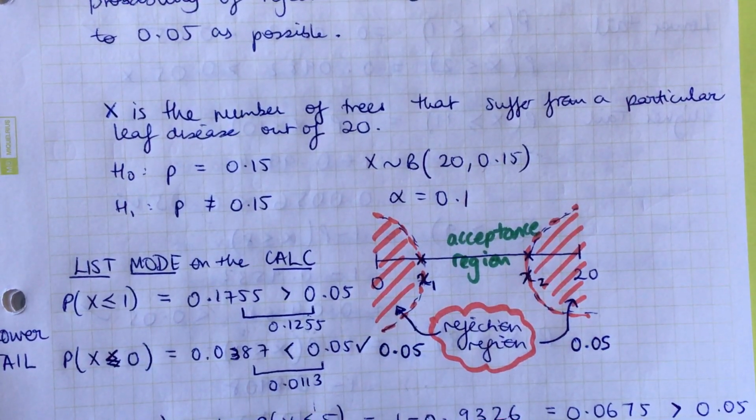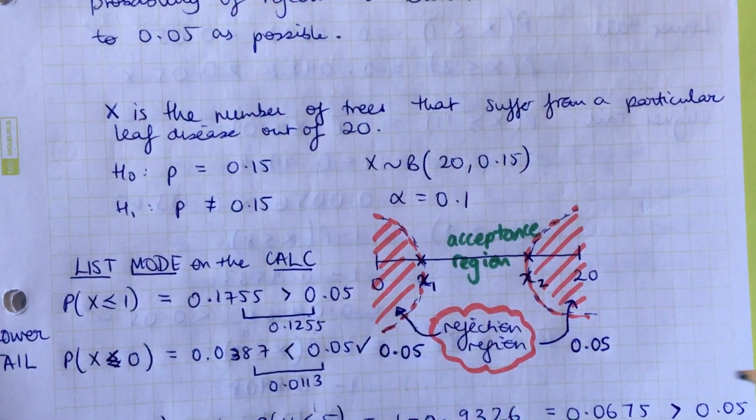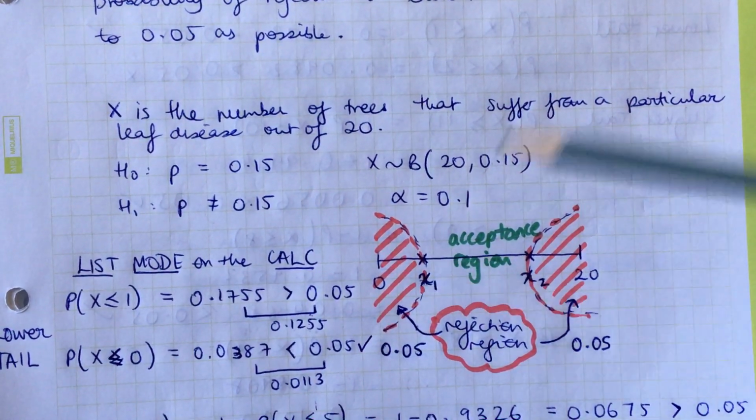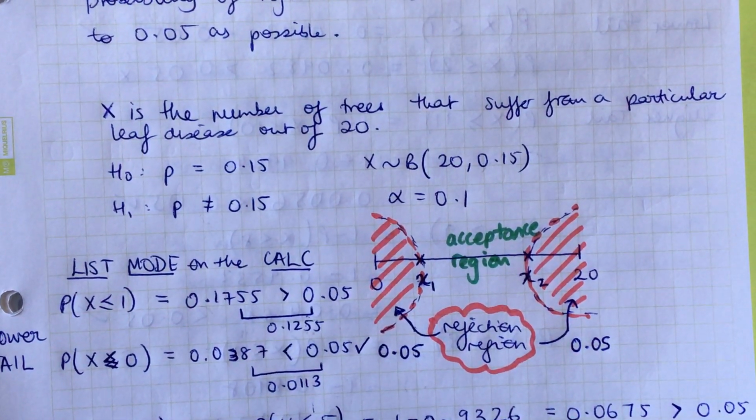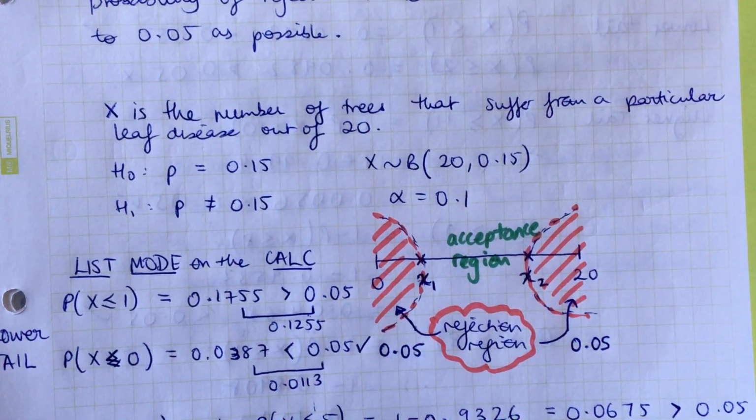So as expected, we're expecting 3 trees to have the disease. But for Sam's claim that the proportion has changed to stand true, the number of trees that would have the disease would have to be significantly less. So that means something like maybe 2, 1, or 0.